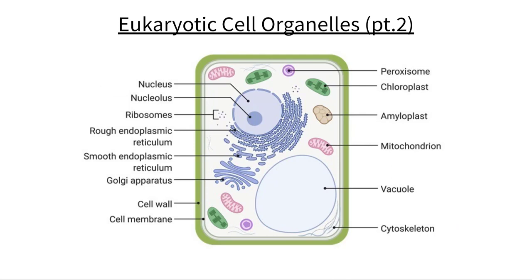Let's continue our list of organelles by viewing another type of eukaryotic cell, called a plant cell. Right off the bat, we can see there are a few new structures within the plant cell that we do not find in an animal cell. But many of the structures are the same.